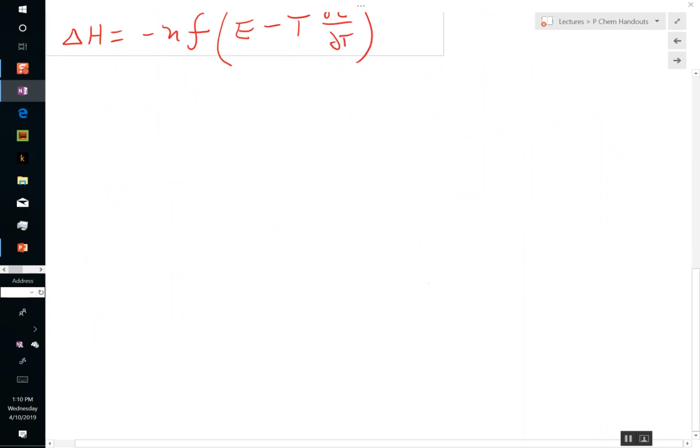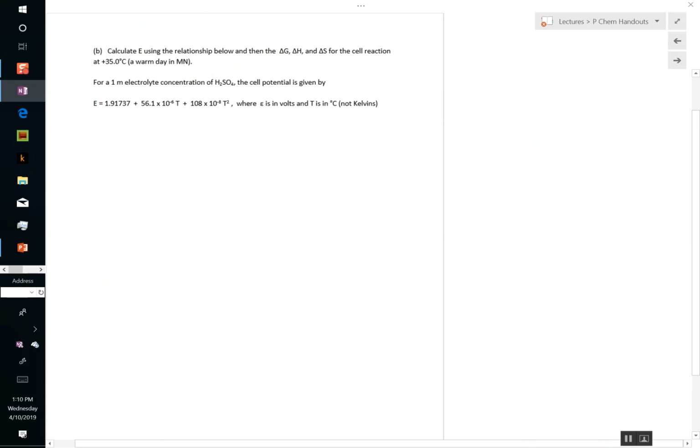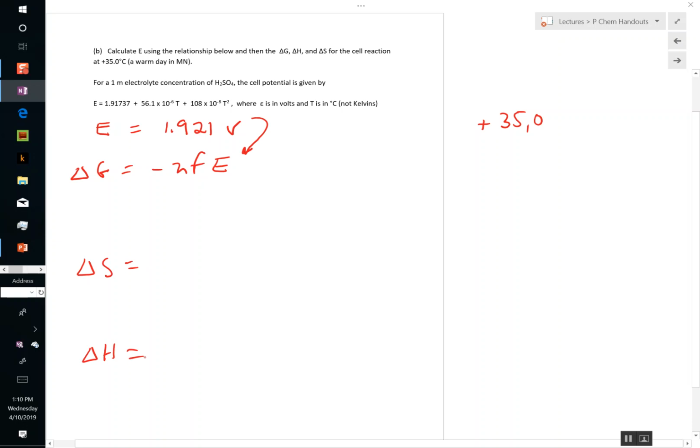So let's go on. We don't need to belabor this anymore. What did you get for E at plus 35? This one I didn't do, actually. 1.921 volts. Yep. I did the minus 25, I didn't do the plus 35. So the same logic goes down through here. But we got different answers for delta H and delta S than what was in the back. All right, I'll take a look at those.